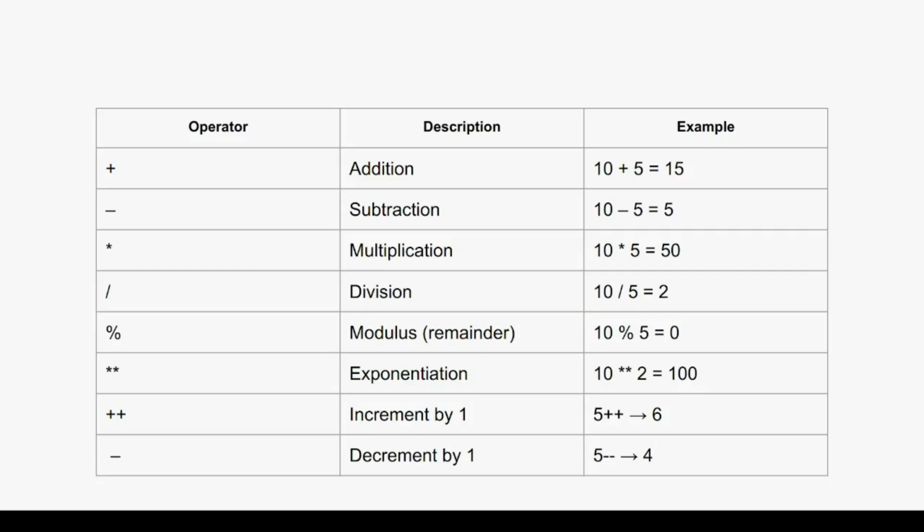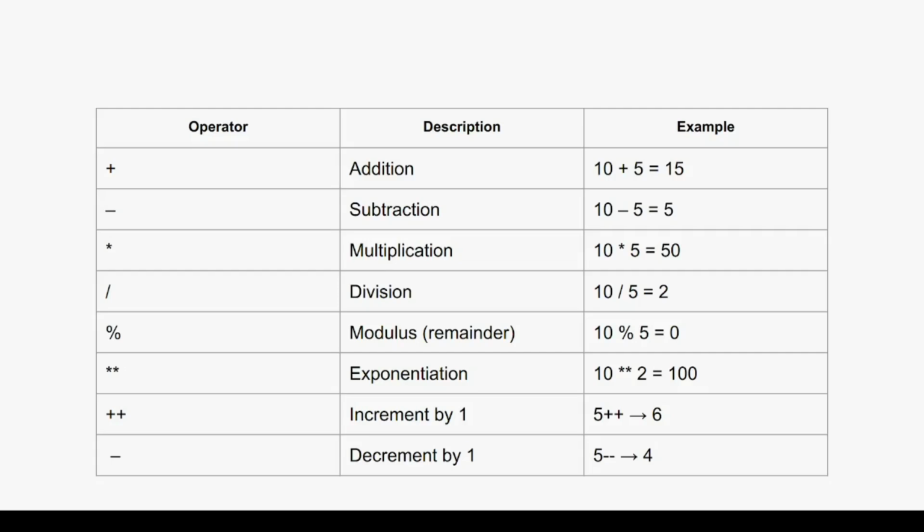The fourth one is division. So we can divide two numbers, and the fifth one is the modulus. Modulus is basically used to see the remainder which we get after dividing two numbers.